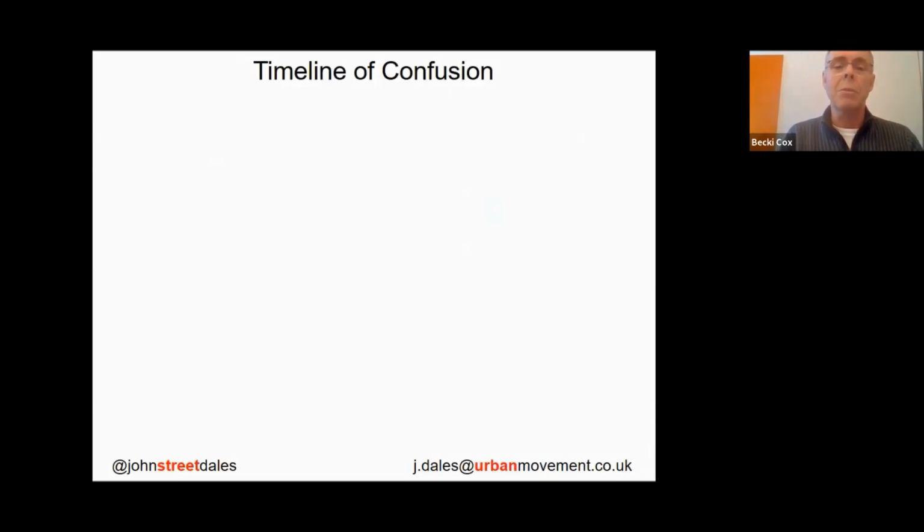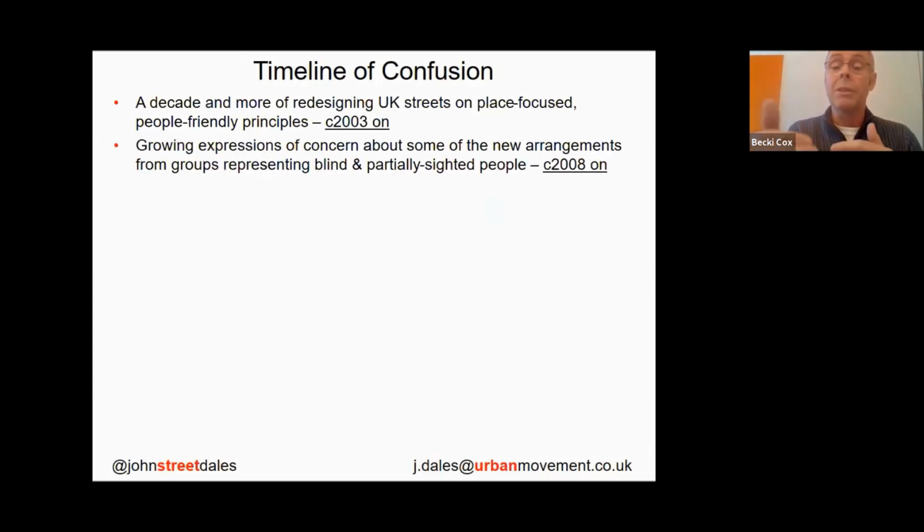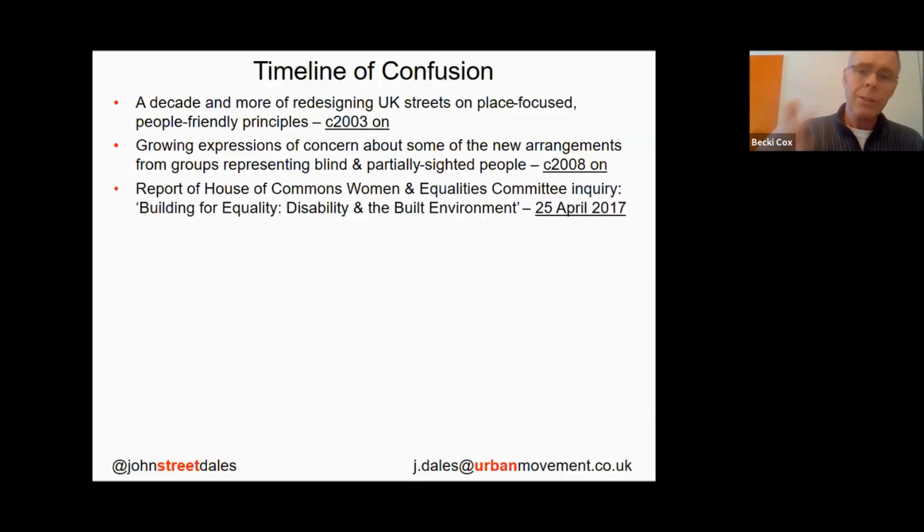So here are some things worth bearing in mind. Back in the day, 15 years or so ago, we started trying to create more people-friendly streets. When we started doing things like removing kerb definition, understandably, there was growing concern from blind and partially sighted people that they would be excluded from this. So we tried to make things friendlier, and some of the techniques we used concerned some people for good reason. Jumping forward a bit, it took a long time, but the House of Commons Women and Equalities Committee last year issued a report, which I'll touch on in a moment.